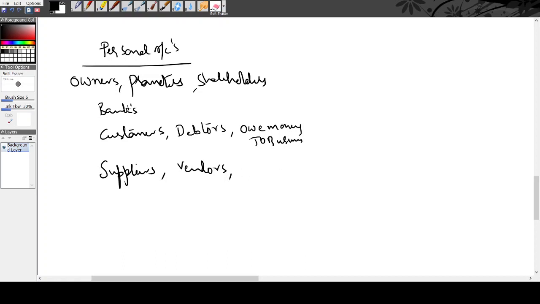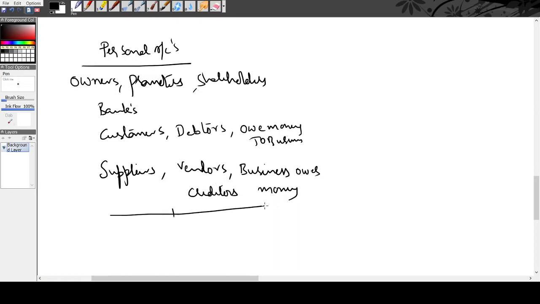Or we can say these are the people to whom the business owes money. Business owes money to them. They are also called the creditors. Now what are the rules relating to personal accounts? The rules are debit the receiver and credit the giver. DR is the short form for debit and CR is the short form of credit. So debit the receiver and credit the giver.